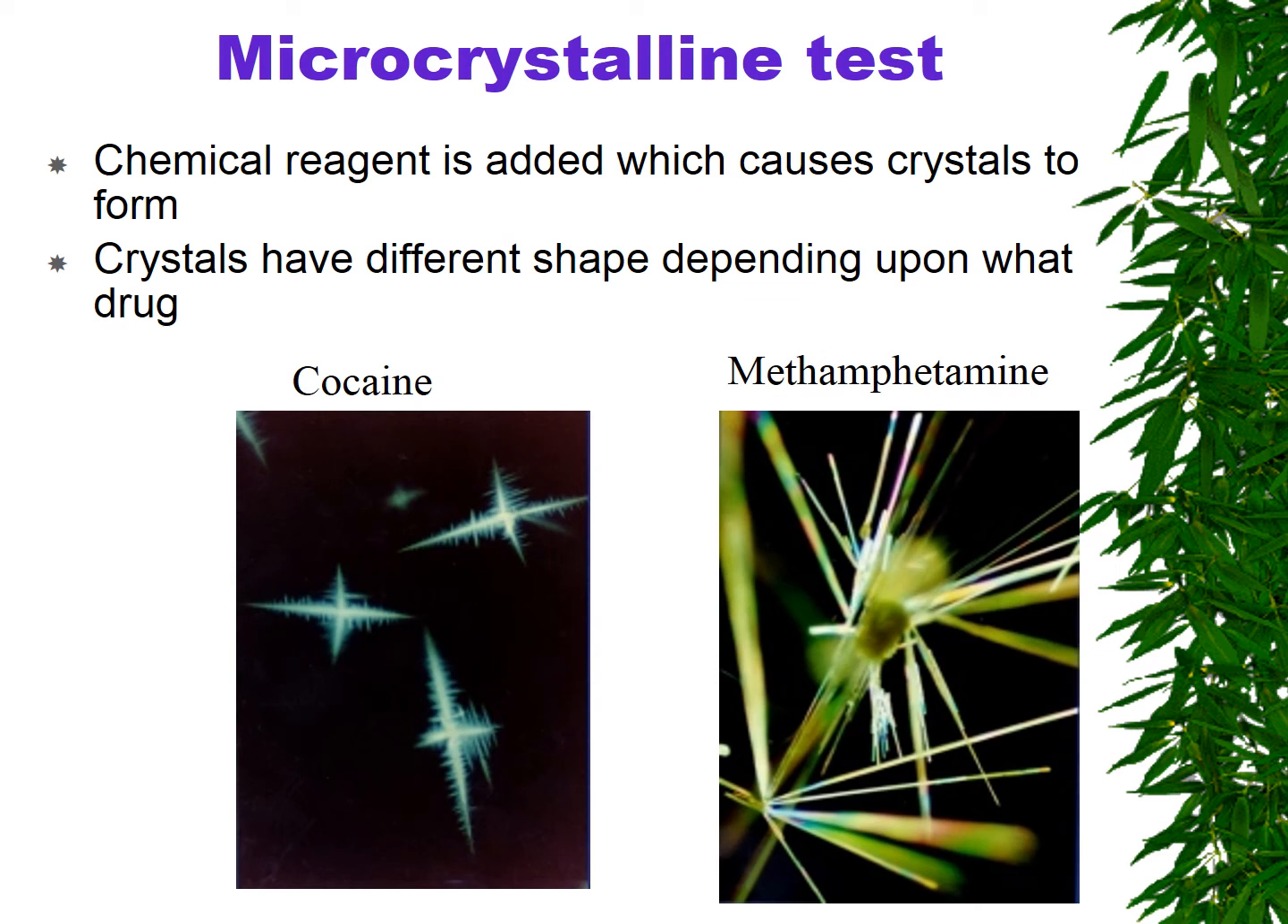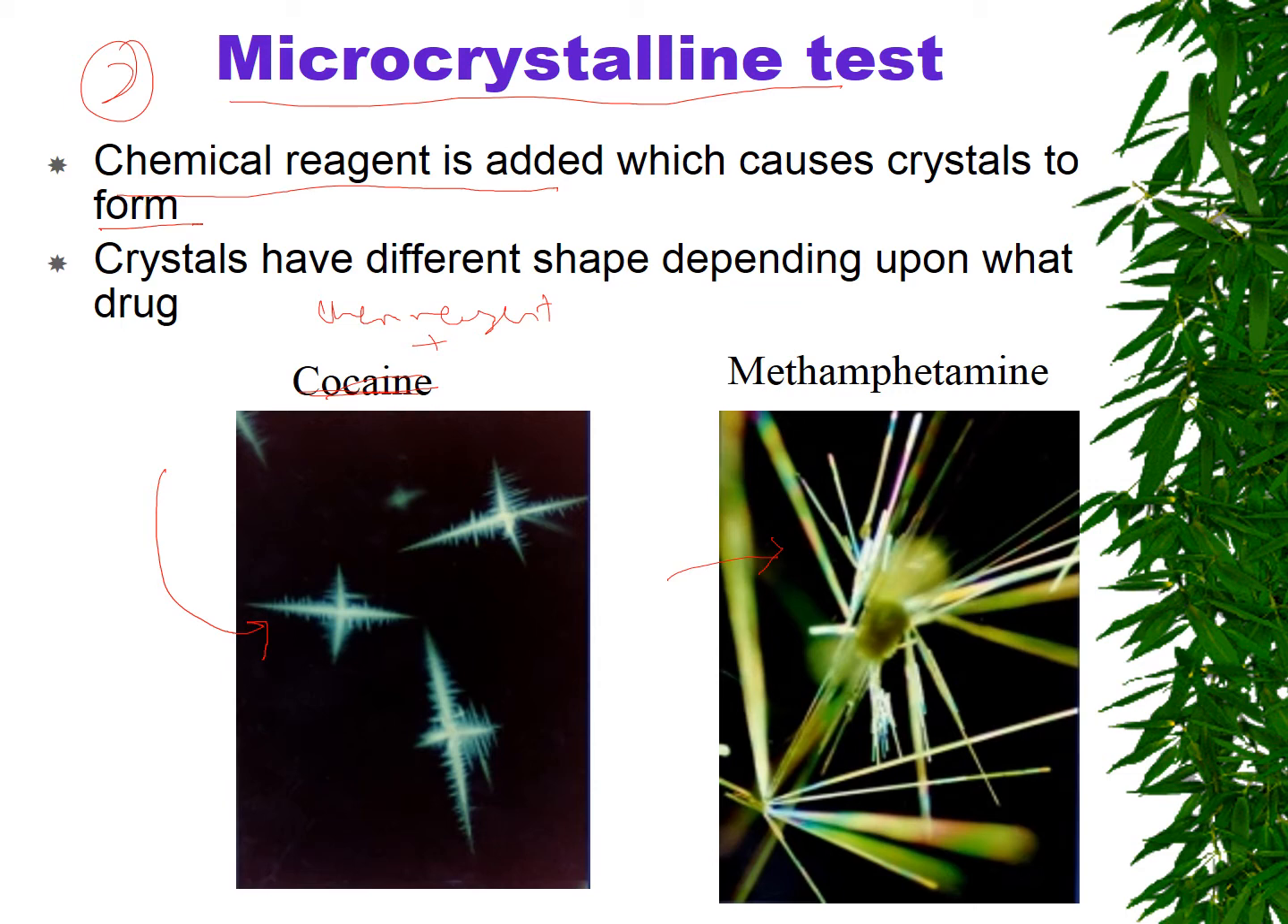Okay, the next one, the second test, is the microcrystalline test, which is a preliminary test. A chemical reagent is added which causes crystals to form. So bila dia tambahkan chemical reagent kepada cocaine contoh, dia akan membentuk this crystal structure. Okay, sama juga methamphetamine, bila ditambahkan chemical dia membentuk crystal structure.